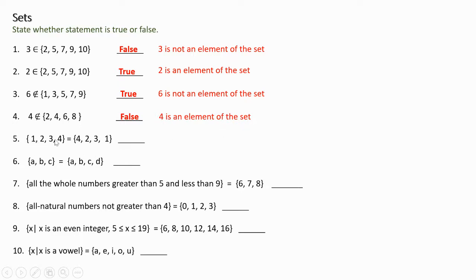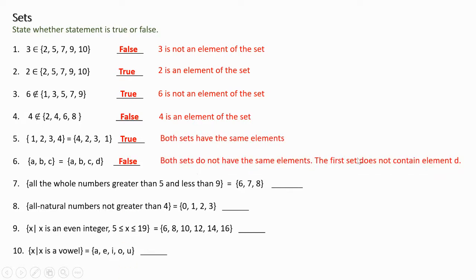The set with elements 1, 2, 3, 4 is equal to the set with elements 4, 2, 3, 1. This is true, correct? Because they have the same elements on both sets. So this is true. The set containing A, B, and C is equal to the set containing the elements A, B, C, and D. This is false, right? Because it's missing the D on the first set. That's false because it's missing the element D.